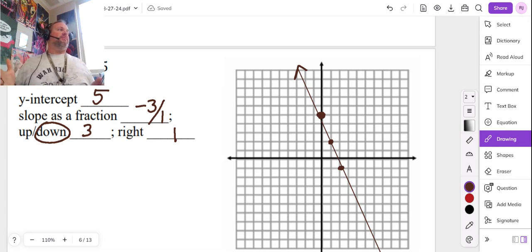Again, have we done anything different than what it said to do? No. Get the y-intercept. Slope as a fraction. Here, here.